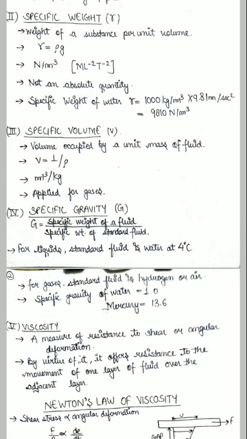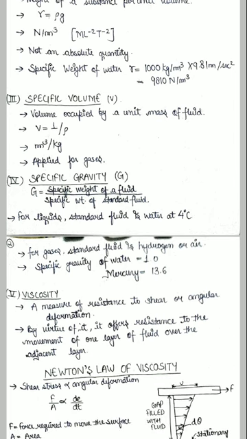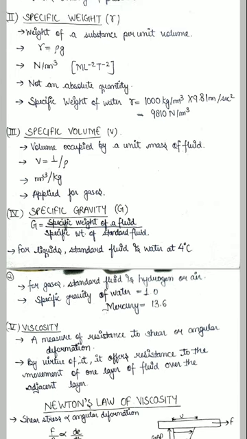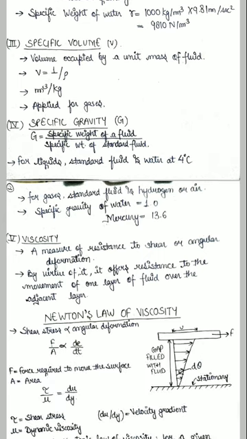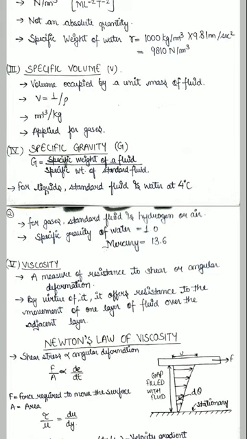Specific weight. Specific weight of a substance is the weight of a substance per unit volume. Its unit is Newton per meter cube, ML^-2 T^-2. It is not an absolute quantity. Specific weight of water is 1000 kg per meter cube into 9.81 meter per second square, that is 9810 Newton per meter cube.